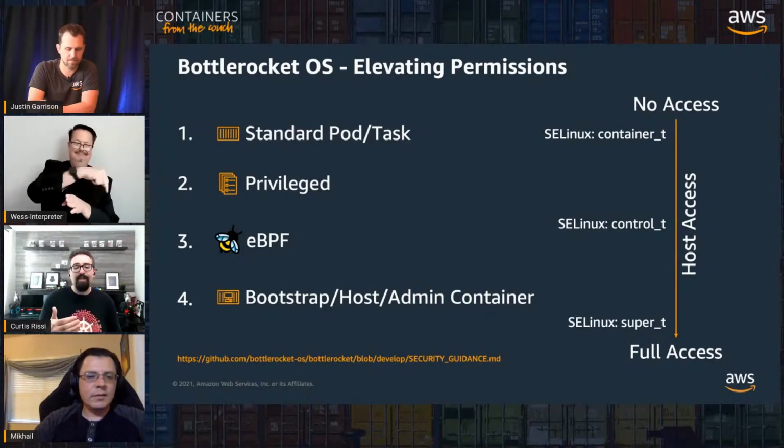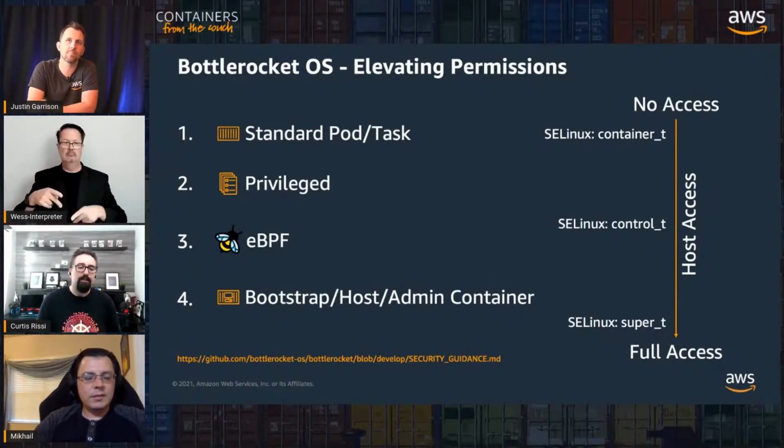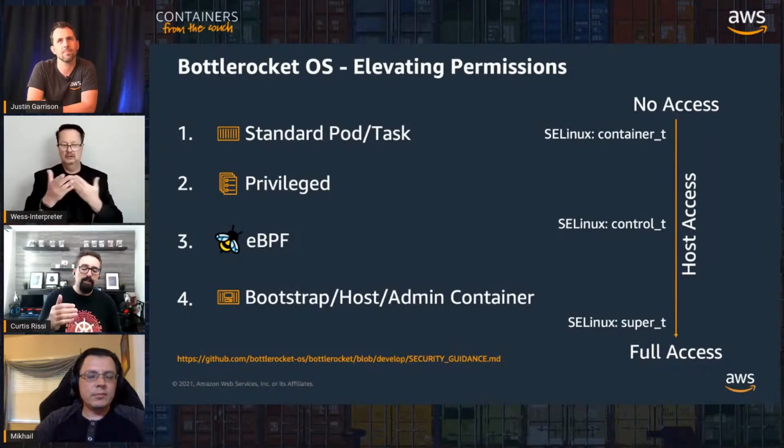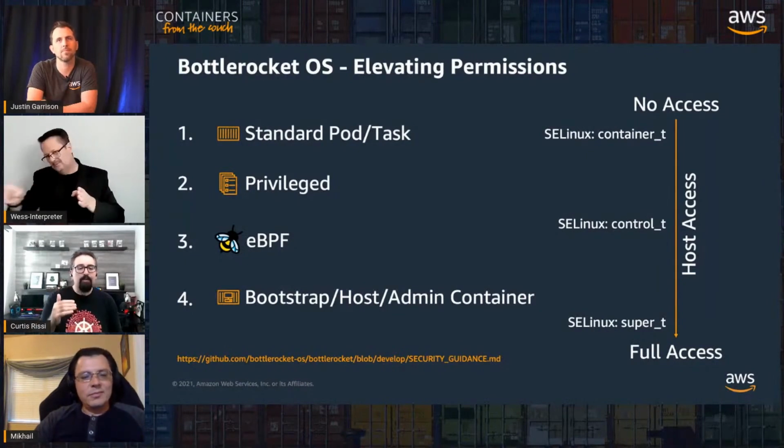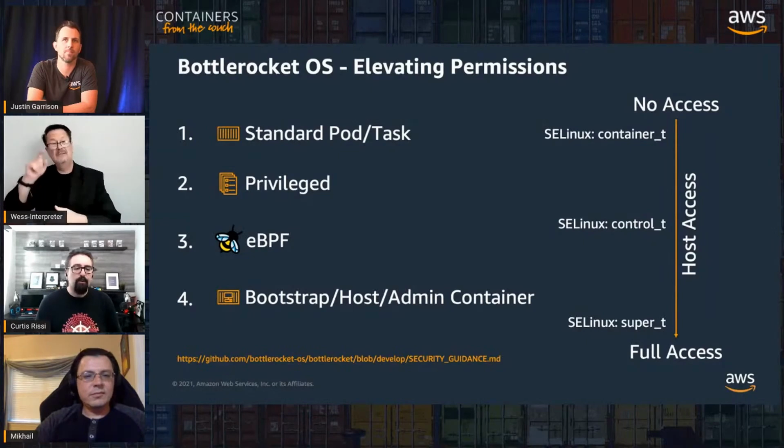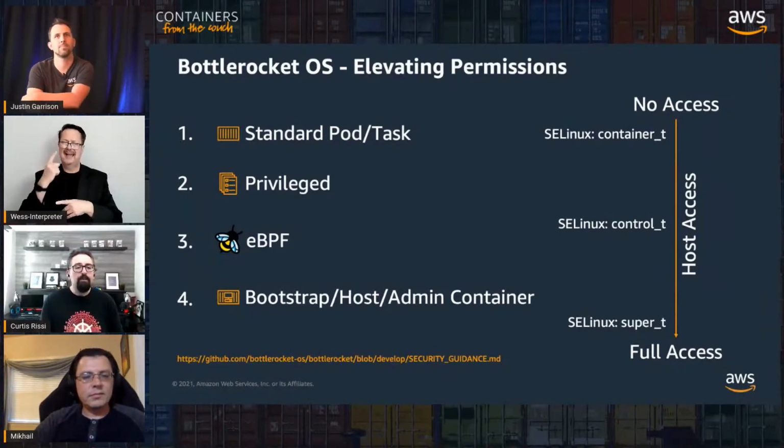For those that need a little bit more privilege, you can go into privileged mode. So within your container specification, you can specify that it's privileged mode, or you can add the specific SELinux policy, which would be control_t, which would give you a little bit more access to that underlying server. And the direction we'd like you to take here is, if you don't need access, don't go that route. If you need access, go down this one step at a time. If you need access to things like the kernel, say you have to perform some tasks that require kernel level access, use eBPF first and see if you can get that working through that.